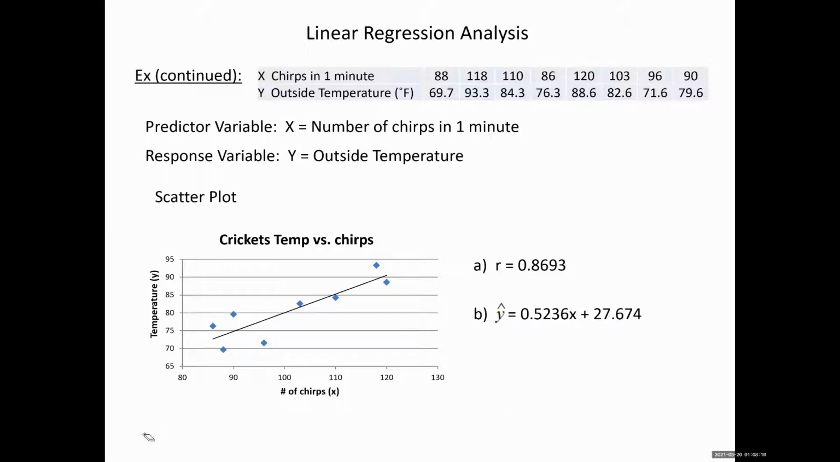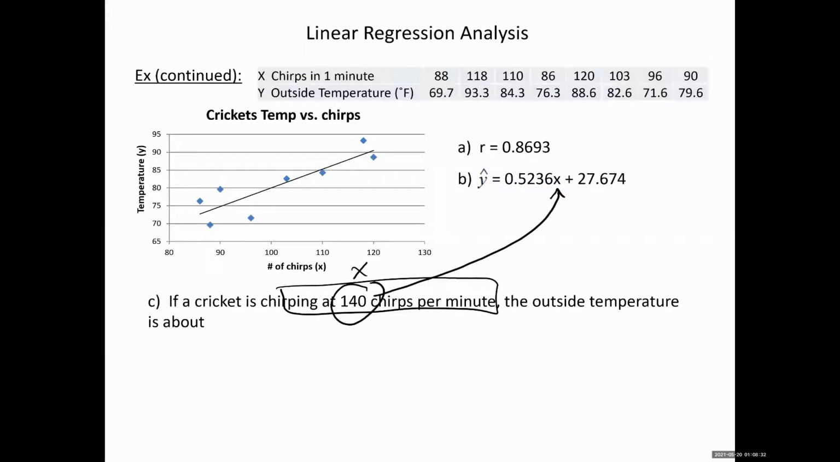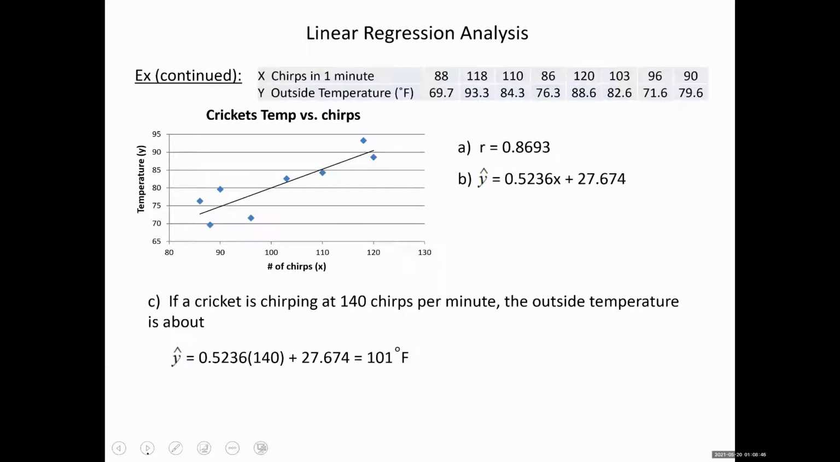Part C of the problem said, if a cricket is chirping 140 times per minute, again, that's x, what's the outside temperature? All you do is take the 140 and plug it into your line equation for x, and calculate. Because it's 0.52 whatever, and then there's an x next to it, that means multiply. So you do 0.5236 times 140 plus this, and that's your guess for the outside temperature. If you plug in the 140 for the x and calculate, you're guessing that if you went outside and heard a cricket chirping 140 times a minute, the outside temperature is going to be 101 degrees. Okay, so we made a guess.